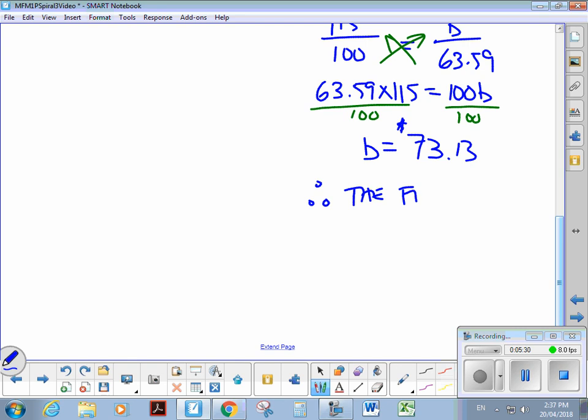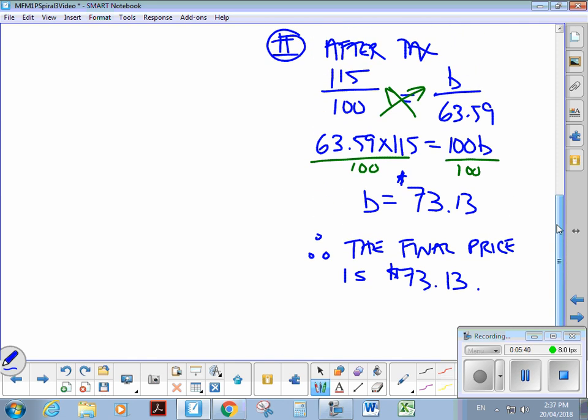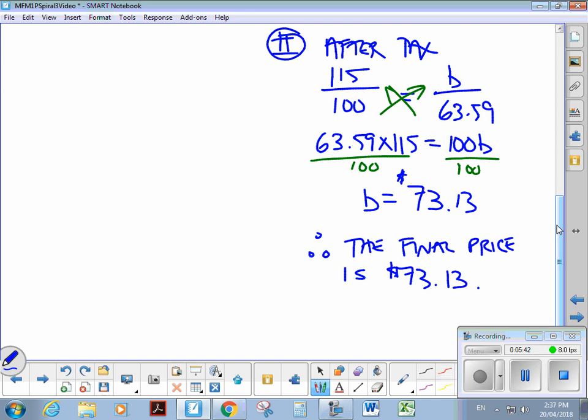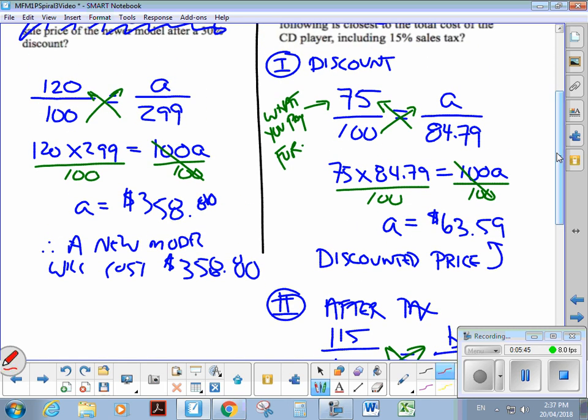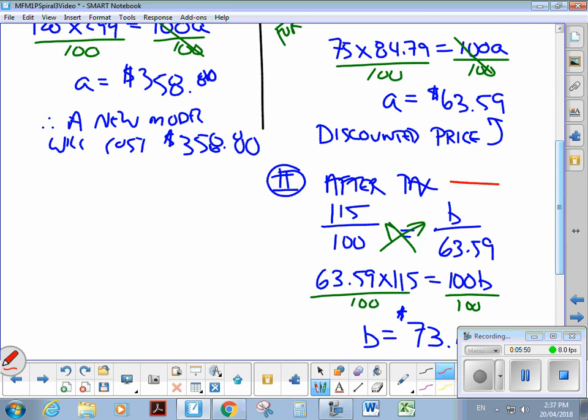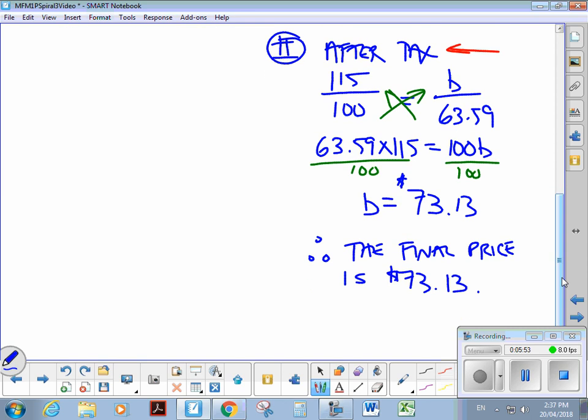All right. So therefore, the final price is $73.13. So that's what you're going to pay after the discount and after the applicable taxes. So it's two stages. First of all, you need to find your discount. Then, after you figure out your discount, you've got to apply your taxes, and that's what we did in that process there. All right, and again, if you have any questions, stop the video and ask the teacher for clarification.